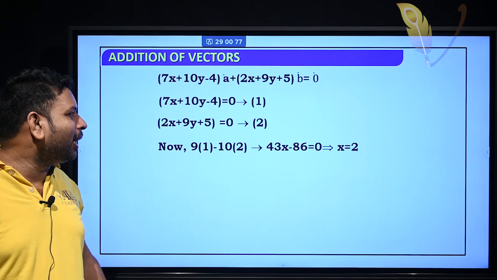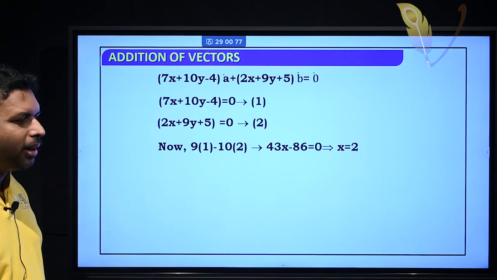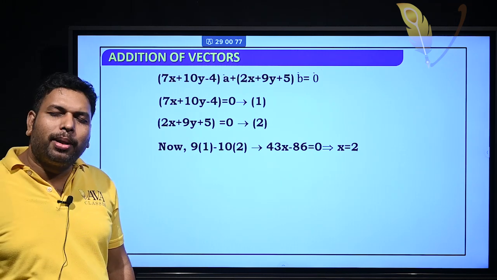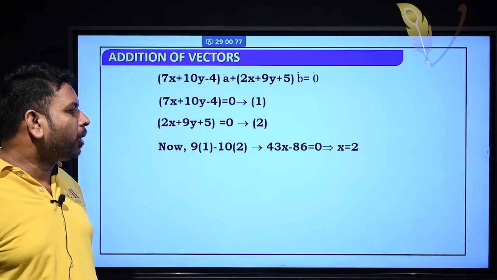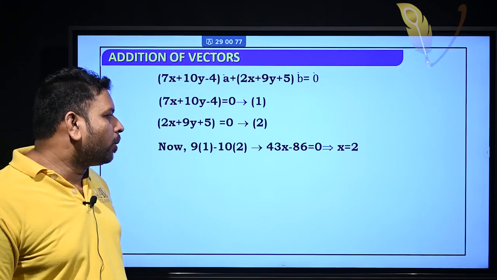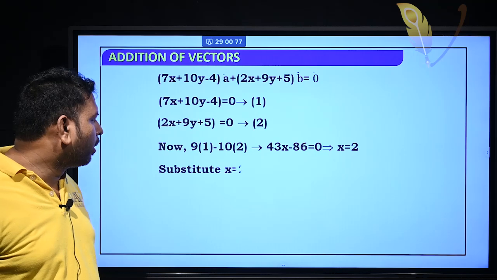Now multiply 1 with 9 and 2 with 10 and simplify. You see 43x minus 86 equal to 0. So 43x equal to 86. So x equal to 2.